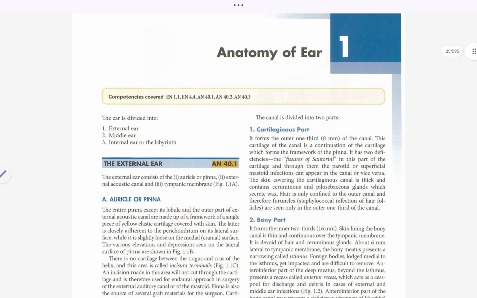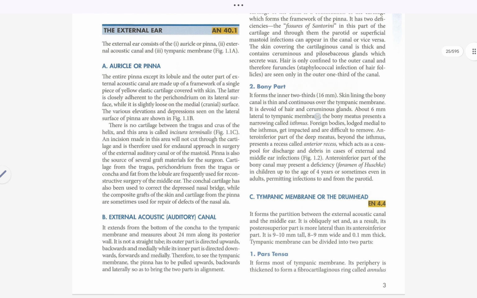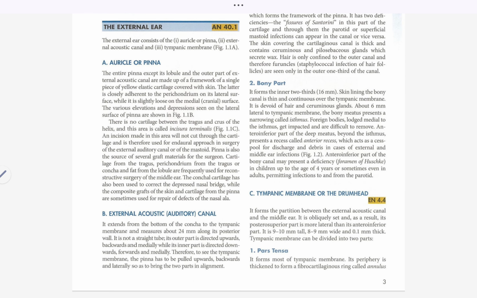Anatomy of the ear. The ear is divided into external ear, middle ear, and internal ear or the labyrinth. The external ear consists of the auricle or pinna, external acoustic canal, and tympanic membrane.